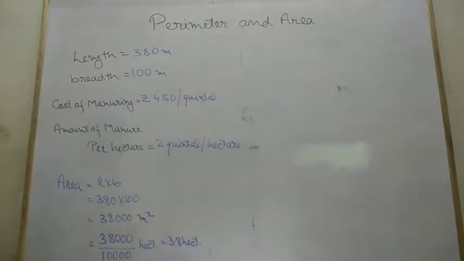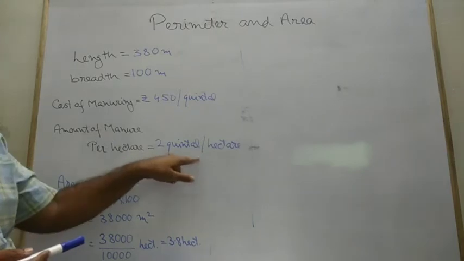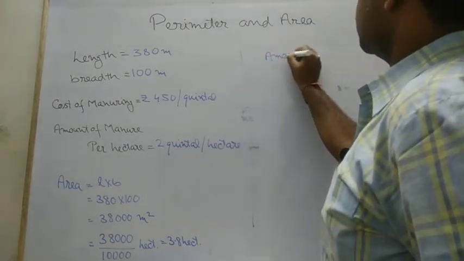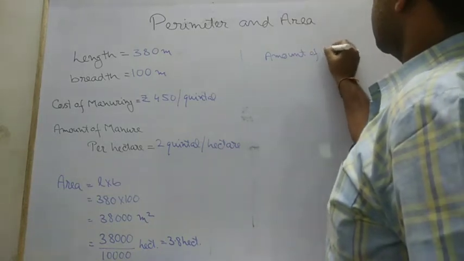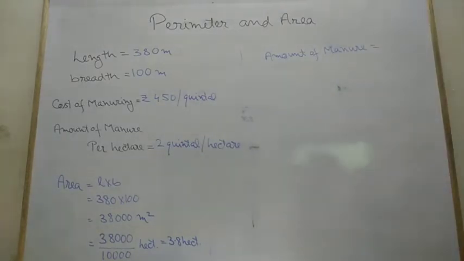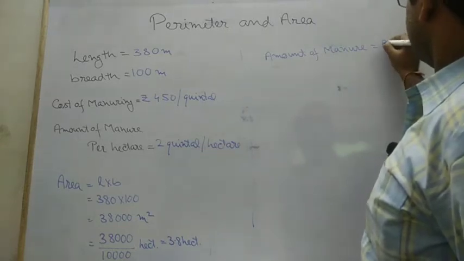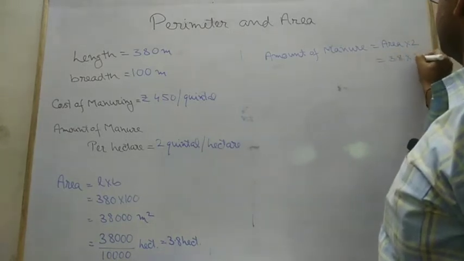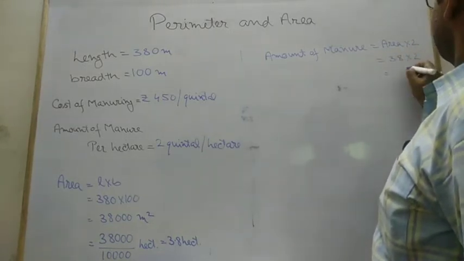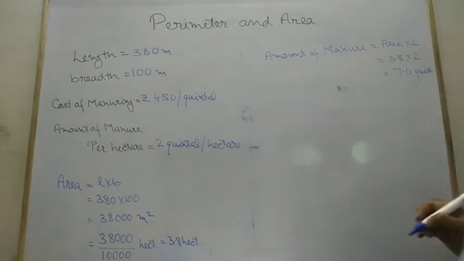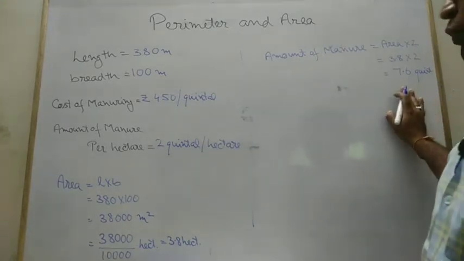Now next part is this side. We know the area, and as we know the amount of manure is 2 quintal in 1 hectare, so amount of manure in 3.8 hectare equals area into 2, that is 3.8 into 2, 2 8s are 16, 7.6 quintal. 7.6 quintal amount of manure.